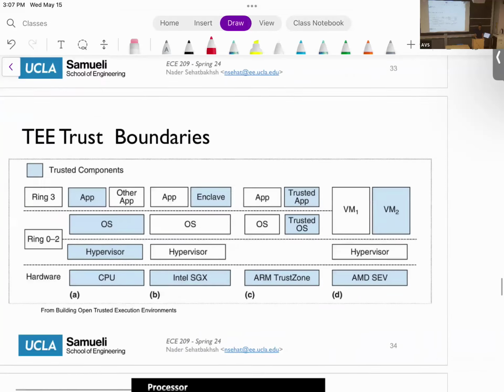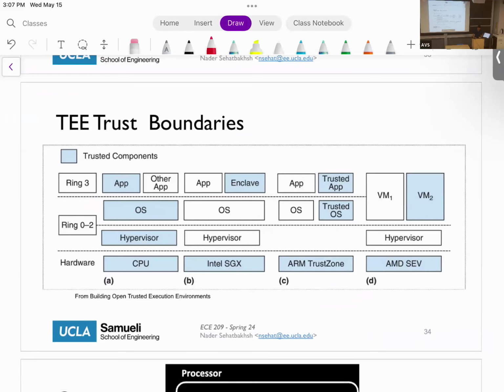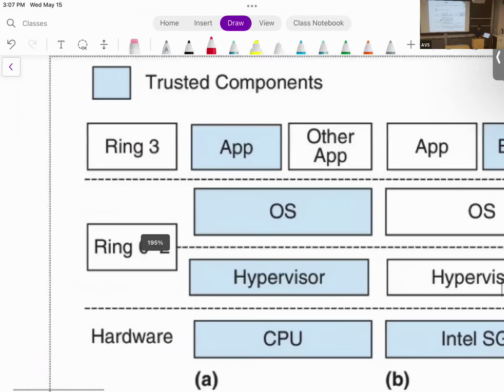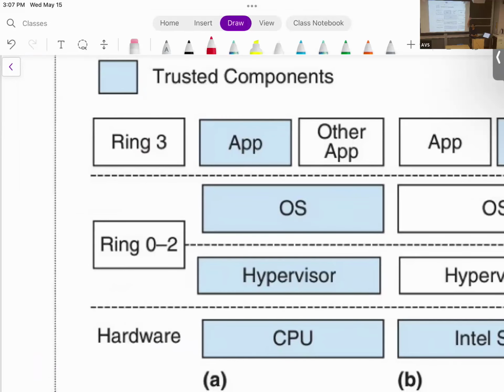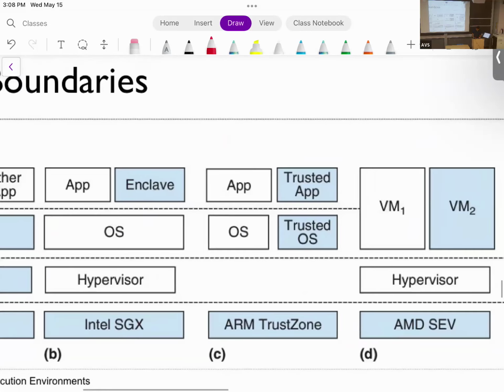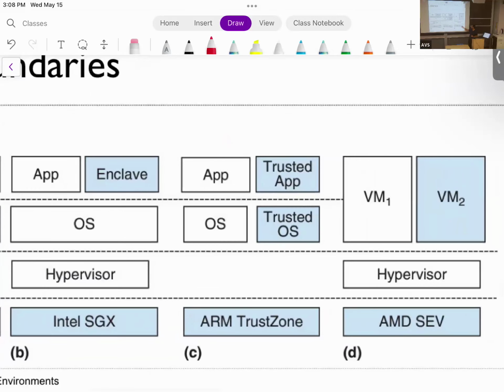So if you think about the boundaries in a trusted environment, essentially when you go with a regular system, this is what we trust. We trust the hardware, we trust the hypervisor, we trust the operating system, and we trust the app. This is our traditional way of thinking about trust in systems. But in trusted execution environments, and these are three examples from three prominent companies, ARM, AMD, and Intel, the trust model is different.